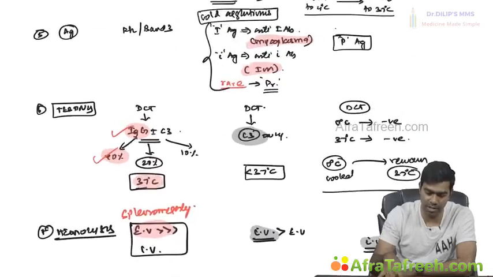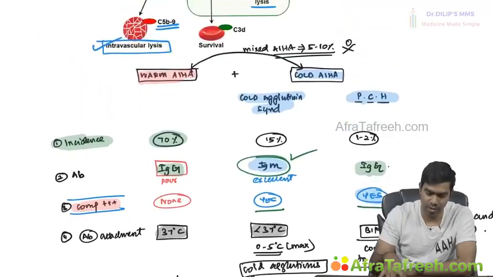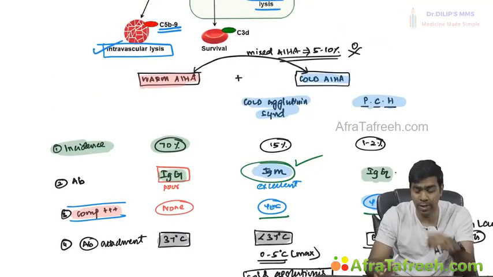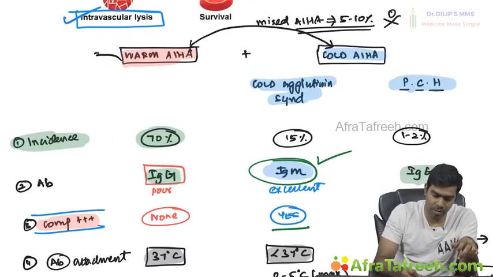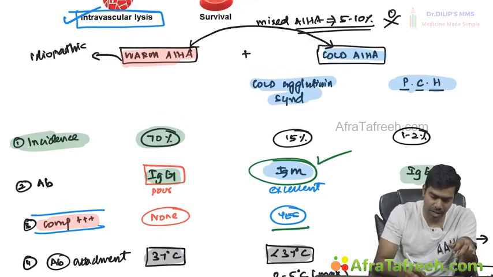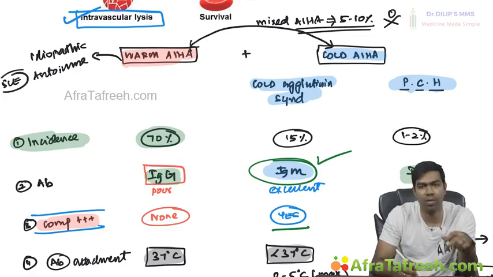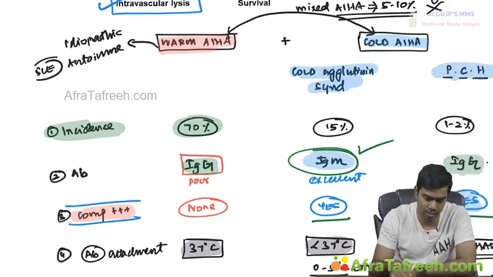And most importantly, I didn't discuss the causes. What will be the causes for warm type and what are the causes of cold type? If you ask me about the cause of warm type, it can be idiopathic. It can be due to autoimmune disorders like SLE. SLE is a classical example for warm autoimmune hemolytic anemia.